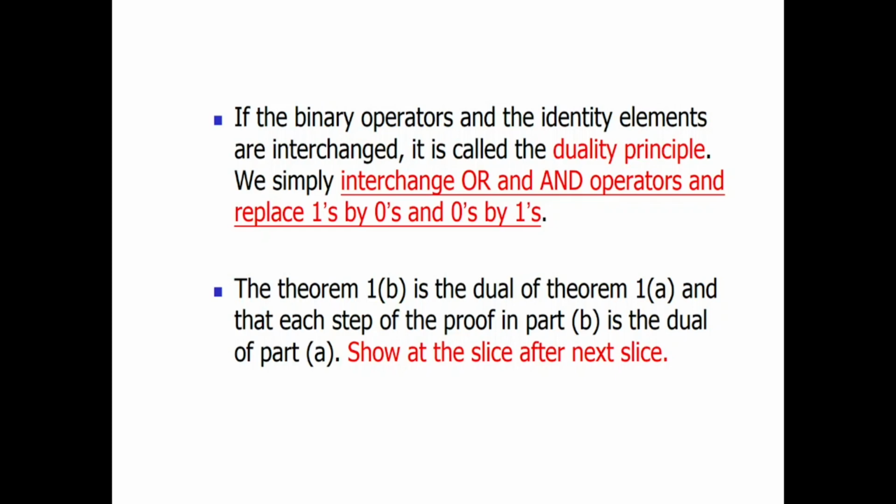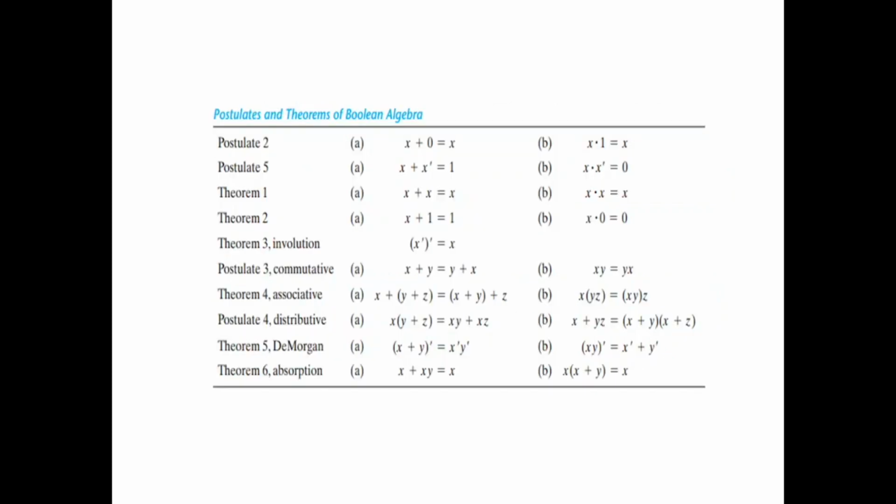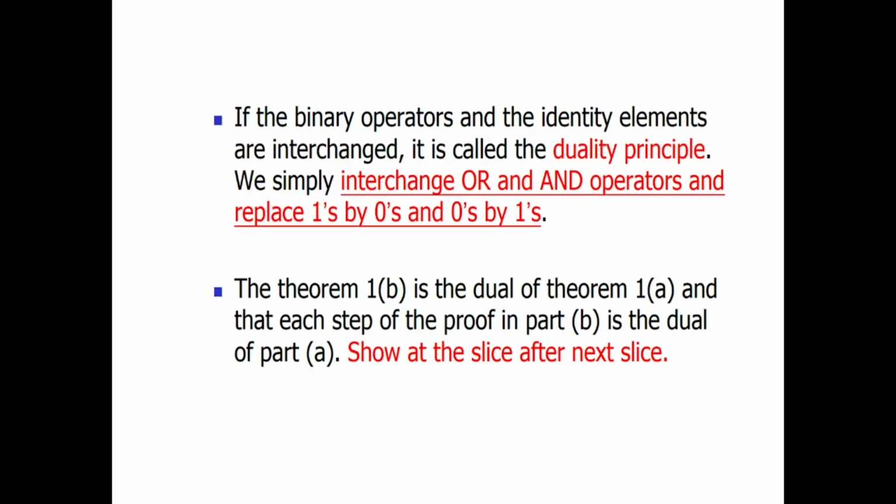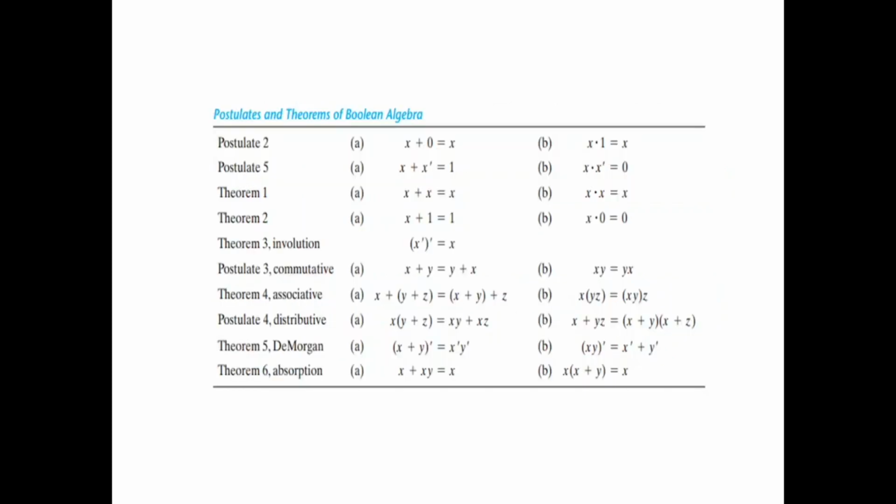So the theorems: the next slide shows some of the theorems. These theorems are dual to each other. That is, theorem 1b is the dual of theorem 1a. This is by the duality principle. And we are going to see the step-by-step proof here. So here are some of the theorems listed, the postulates and theorems of Boolean algebra.